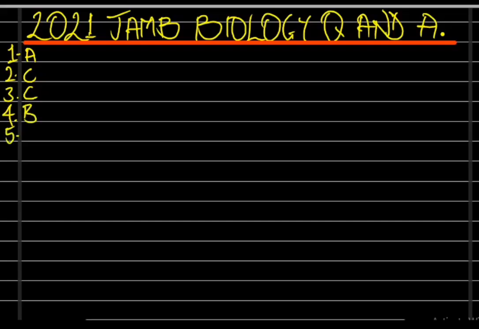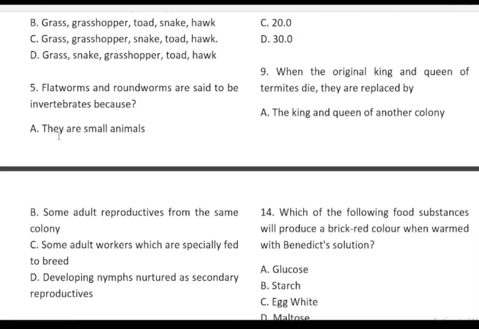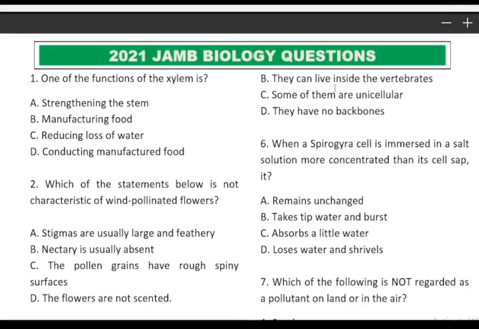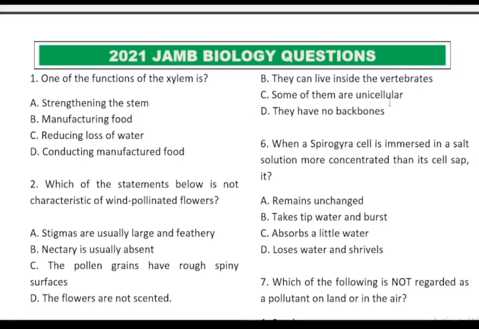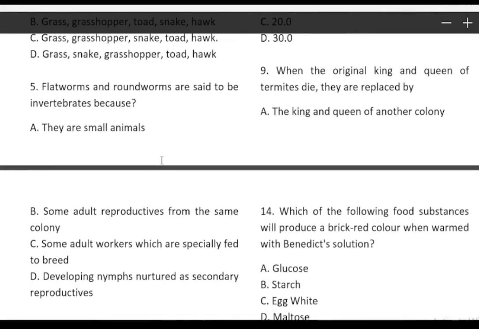And then we move to question 5. Flatworms and roundworms are said to be invertebrates because A, they are small animals. B, they can live inside the vertebrates. C, some of them are unicellular. D, they have no backbones. Now looking at this, the answer is very very simple.